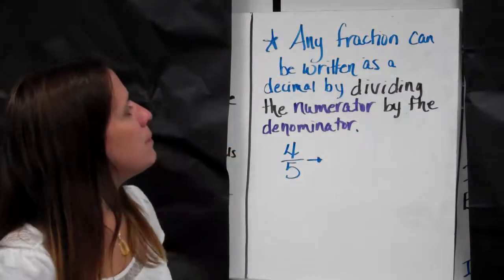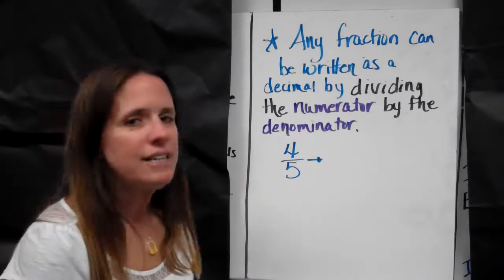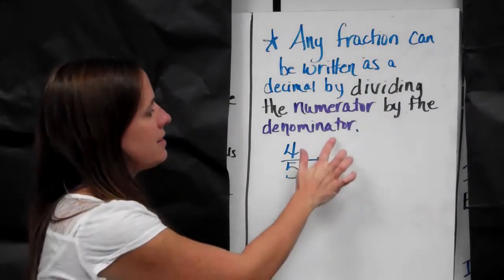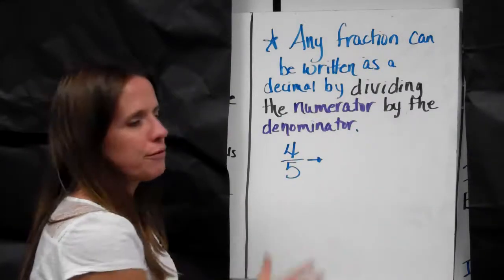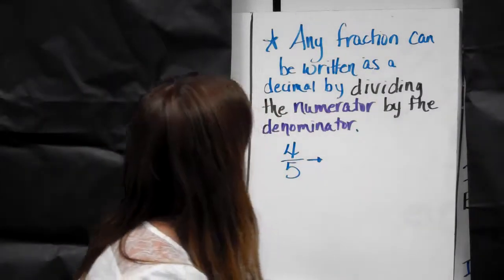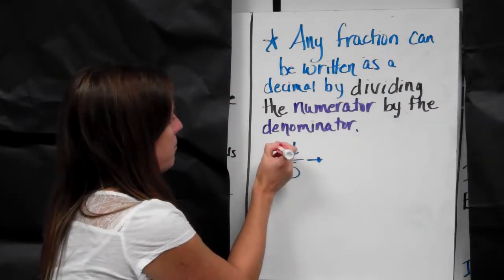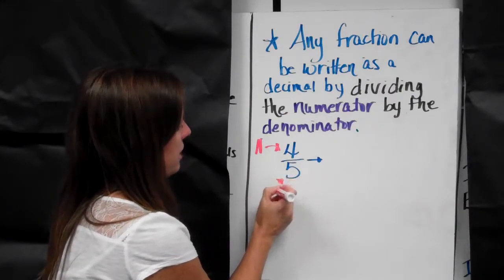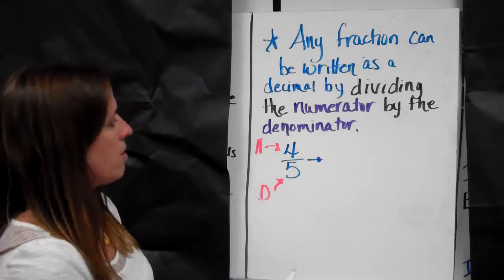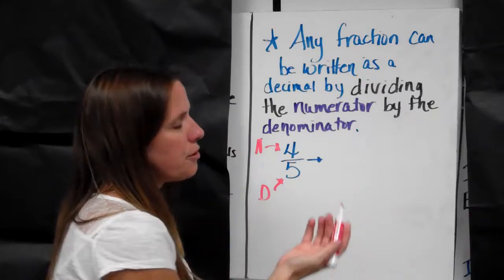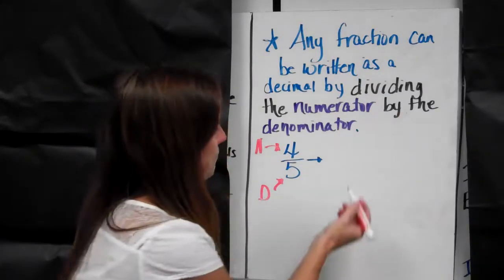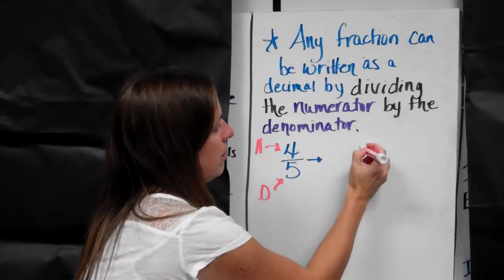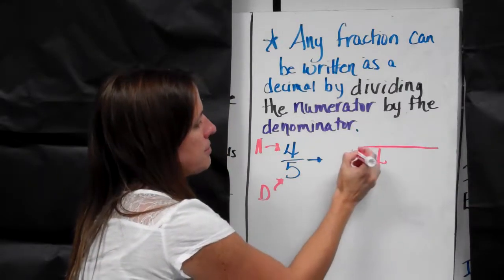Any fraction can be written as a decimal, and the key to it is dividing the numerator of that fraction by the denominator. So let's take 4/5 for example. 4 is the numerator, it's in the top, and 5 is the denominator in the bottom. To set up the division, you'll actually have to do long division. The numerator goes on the inside, and the denominator is on the outside.